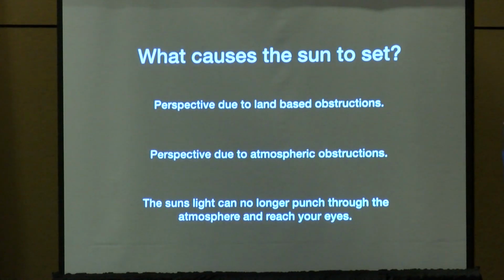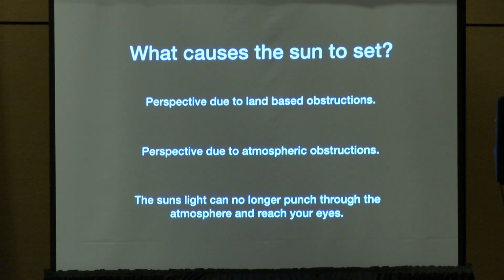And that's what these balloons will show. We've got perspective due to atmospheric obstructions. Right, so there's your cloud deck. And again, that gets squeezed into the vanishing point, but the sun is above it, moves beyond it, disappears from the bottom up. And we've got the sunlight no longer can punch through the atmosphere and reach your eyes. Right, so from the right vantage point, if you have nothing that is actually going behind, there's a point where the sun's light cannot be thrown that far. It only goes a very short distance before it fades out.